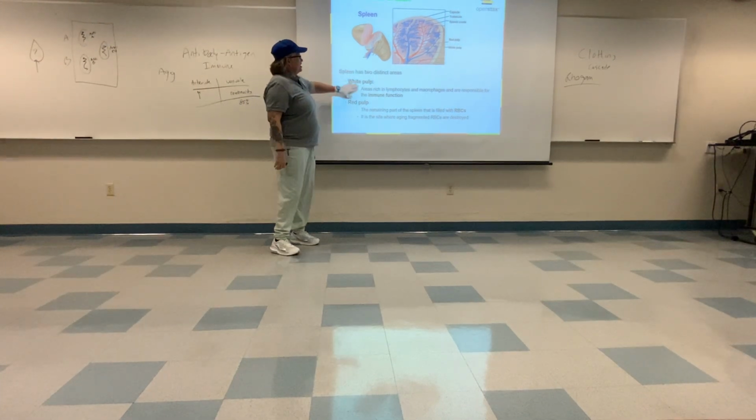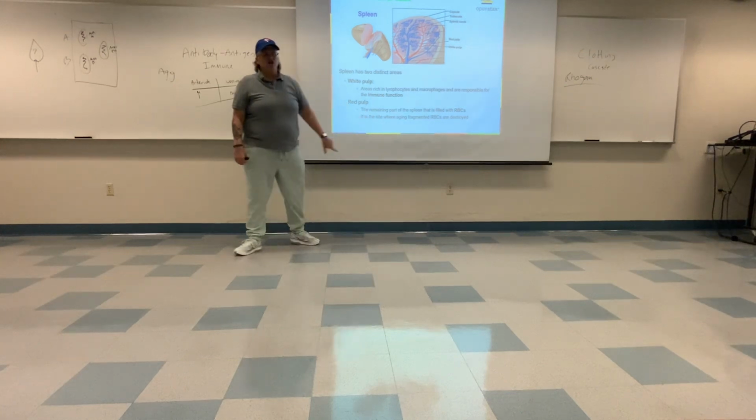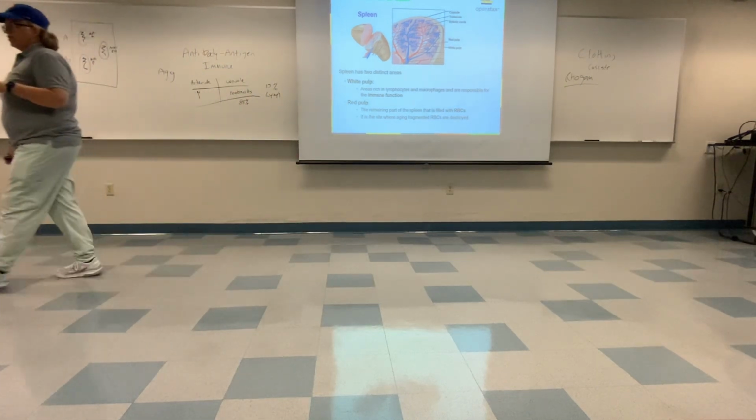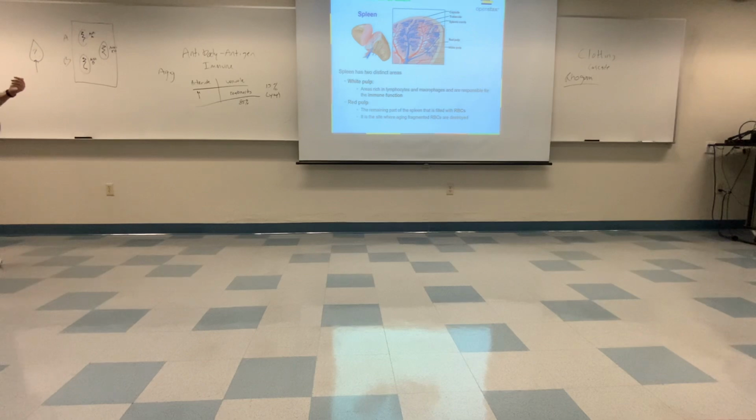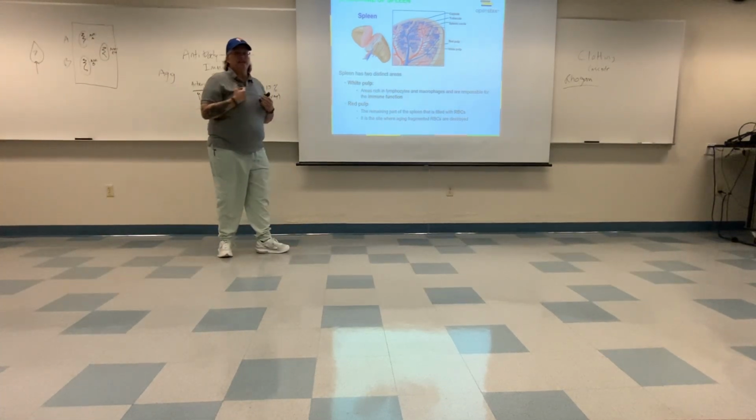So, again, you have white pulp and you have red pulp, not Pulp Fiction. Two distinct areas. The white pulp, white blood cells, is for immune function. The red pulp is where your red blood cells go to be recycled and to be stored. White blood cells are your macrophages, and they're responsible for your immune function, including cleaning up anything.